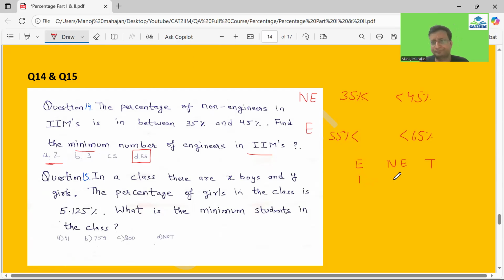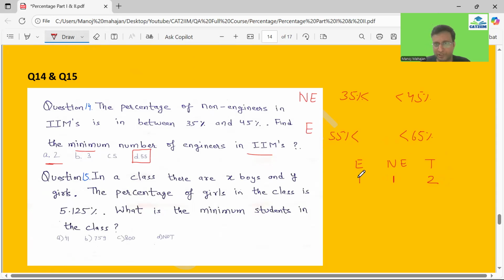So if this is 1, and if I put this as 0, which is not possible because you have the range 35 to 45%, so this also I have to put as 1. Now when I do that, engineers of total is what, 50%, 1 upon 2, right? In percentage it would be 50. So that range is 55 to 65, so 50% is not in this range. So I need to increase it because the range is 55 to 65.